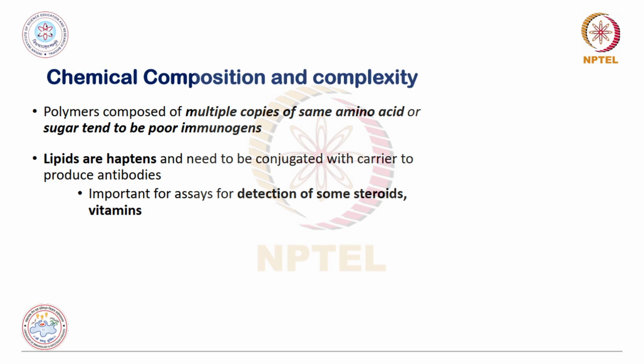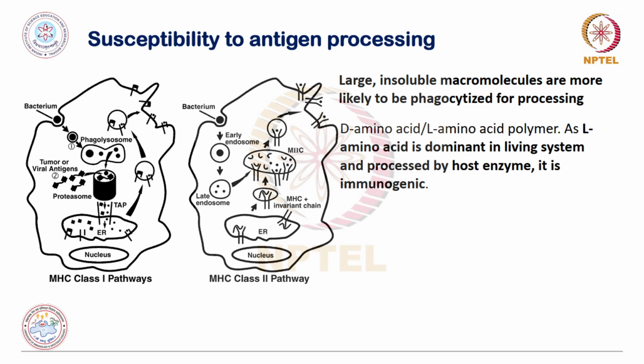Polymers composed of multiple copies of the same amino acid or sugar tend to be poor immunogens. And lipids are haptens, and they need to be conjugated with a carrier molecule to produce antibodies. These are important for assays like detection of steroids and vitamins. So the chemical composition also matters for immunogenicity.